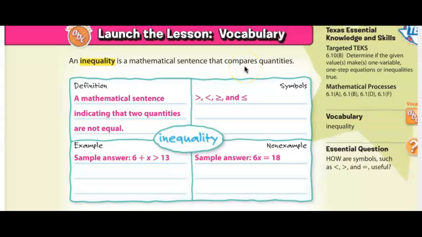Happy Monday. Today we're going to continue learning about inequalities. This is chapter 8, lesson 5. You need to be on page 635.